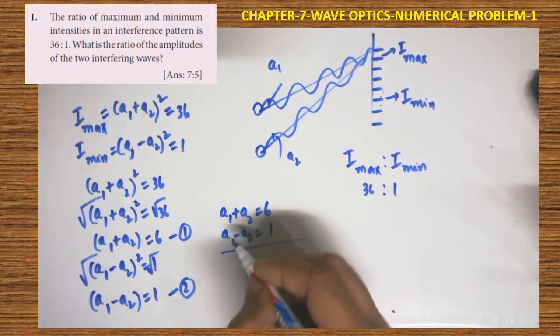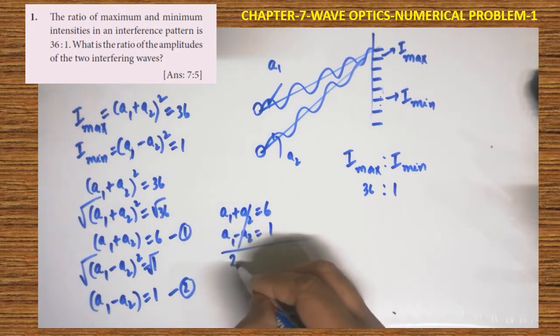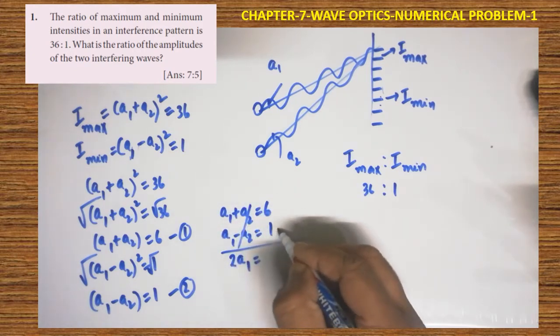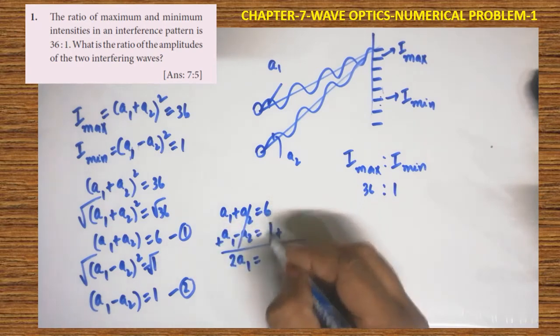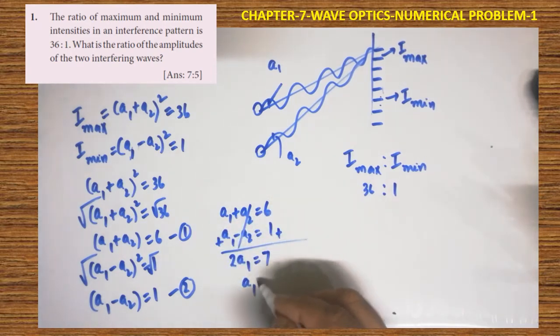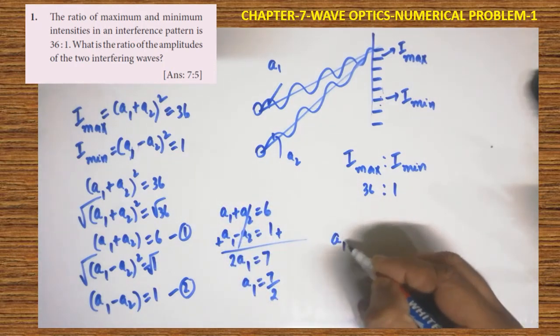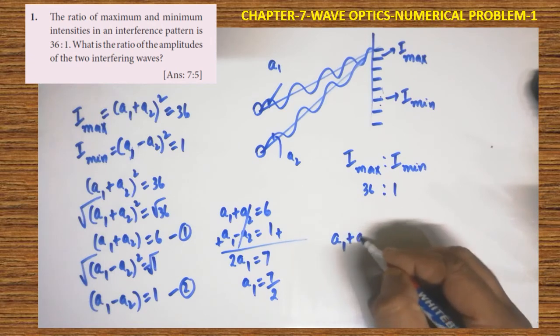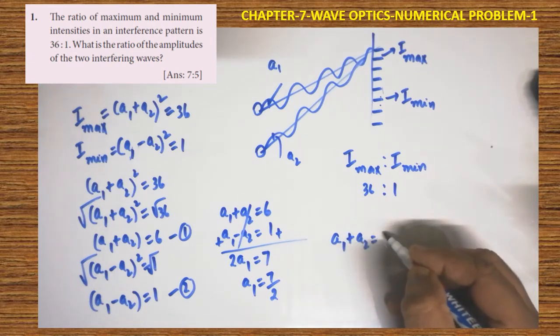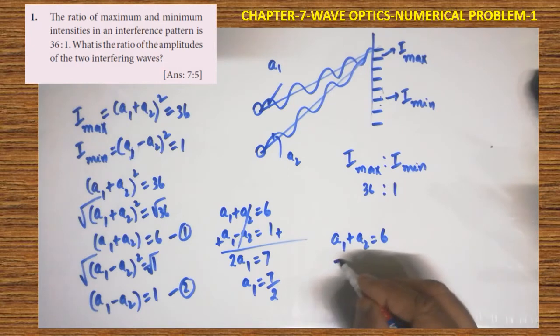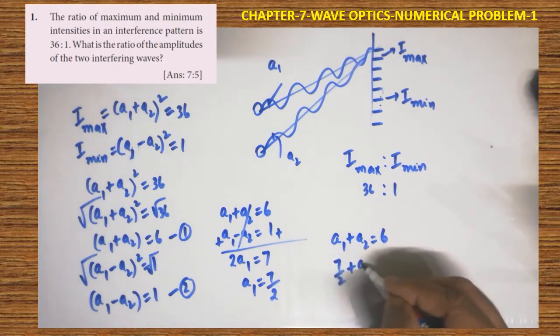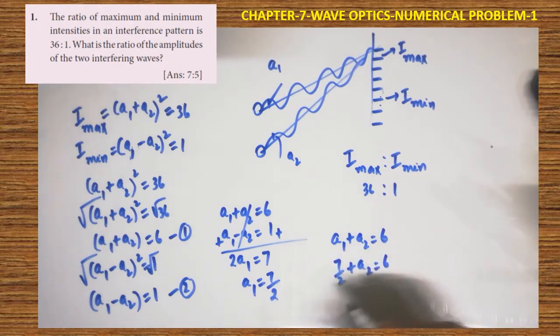Simply add both. The A2 terms cancel. You will get 2A1 equal to 7, so A1 is 7 by 2. A1 value is found out. Substitute this A1 value in the first equation or in the second equation. A1 plus A2 is equal to 6. Substitute here: 7 by 2 plus A2 is equal to 6.